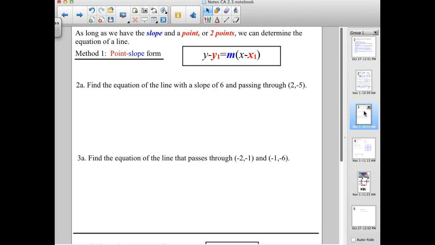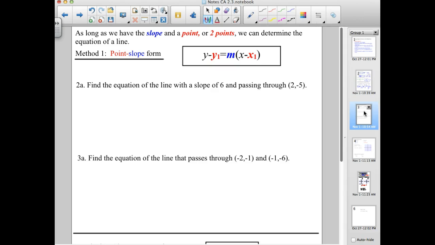Notice that the red pieces, that x1, y1, those are specific. It's a specific point that your line is going through, okay? You're going to substitute numbers in there. You're going to put a number in for slope, for m. The black x and y in that equation stay as x and y. Those are your generic. They stand for all points on your line.